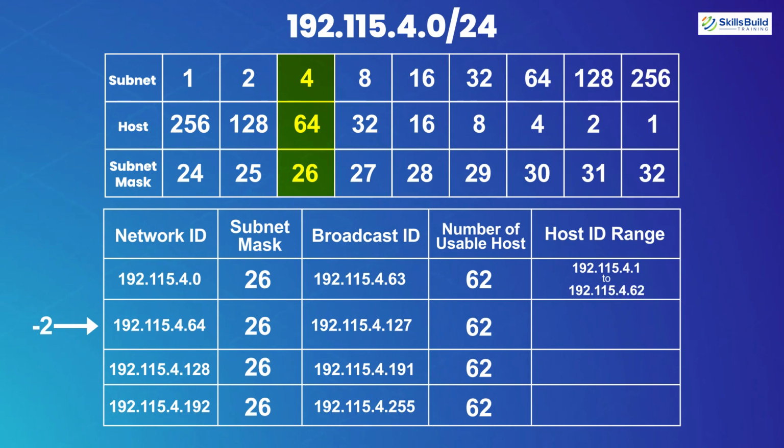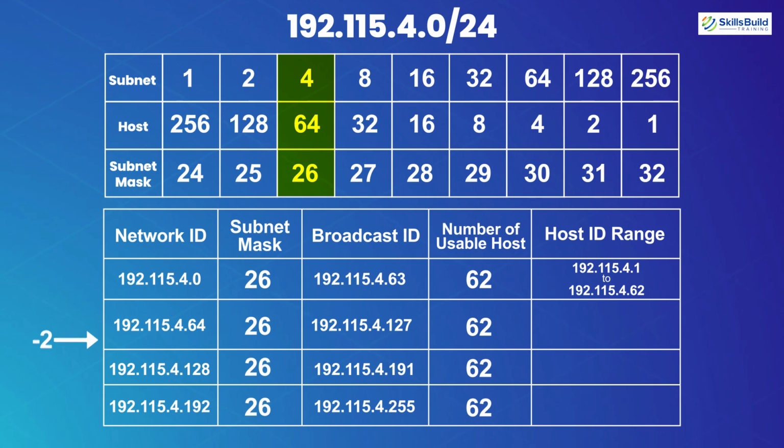192.115.4.1. You might be wondering that why we are not starting with 0. Well, this IP address is reserved for the network ID, so that is why we will ignore it and we will start with 1. And this host ID range will end up with 192.115.4.62. Now again you might be wondering that why not 63? Again 63 is reserved for the broadcast ID. So this is the host ID range that we can use into our first subnet.